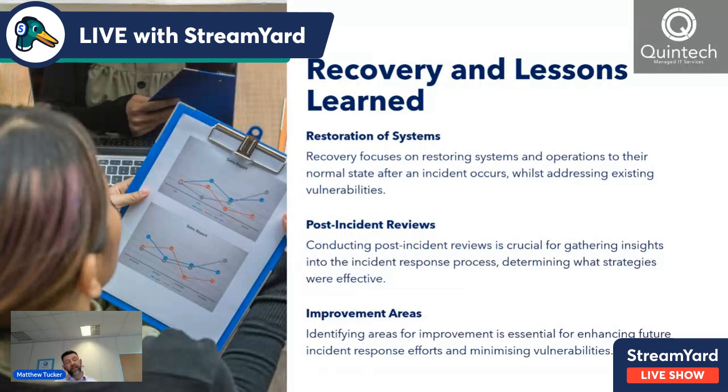And we can then understand what was effective, i.e. the MDR, for example, and what wasn't effective. How did it get on there in the first place? Once we identify these, we can actually improve these areas to enhance future incident response efforts and mitigate that risk even further.